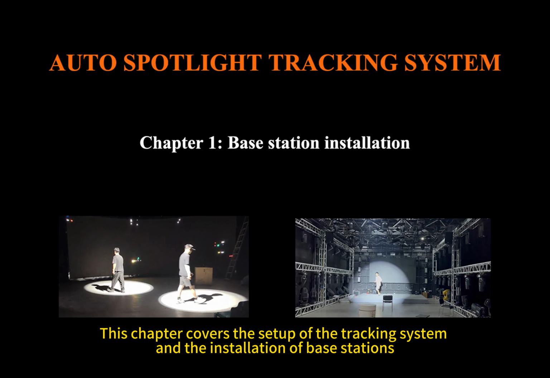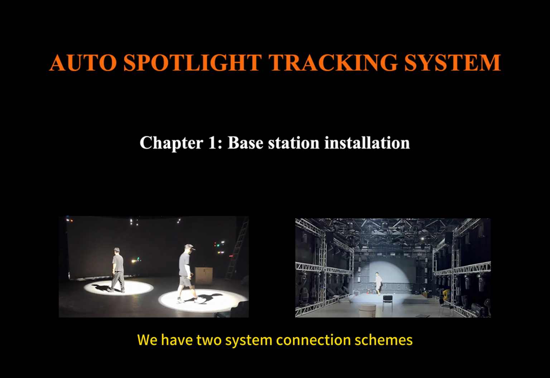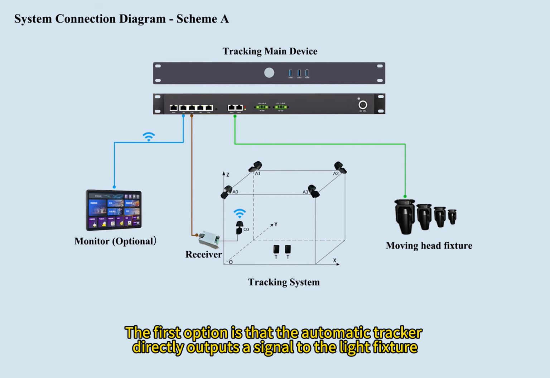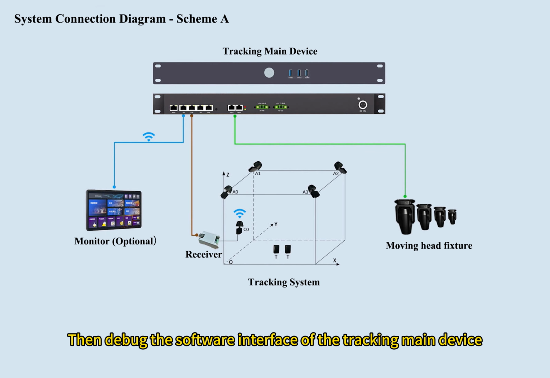This chapter covers the setup of the tracking system and the installation of base stations. We have two system connection schemes. The first option is the ZD Automatic Tracker. Directly output the signal to the light fixture, then debug the software interface of the tracking main device.